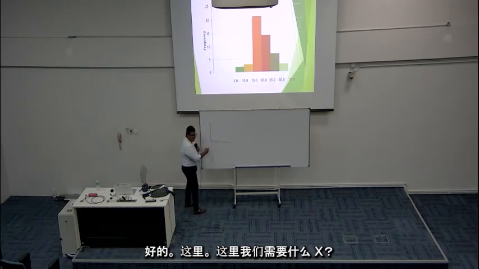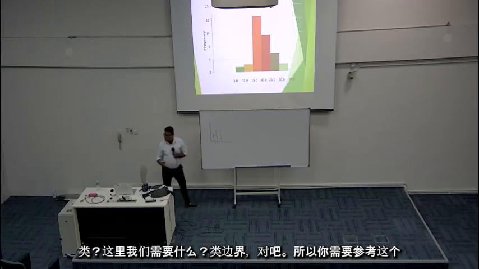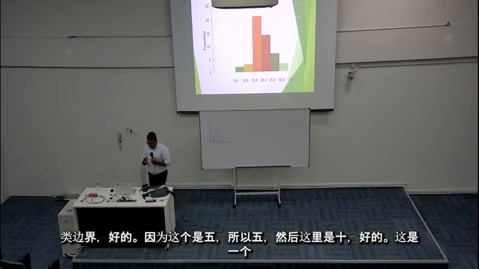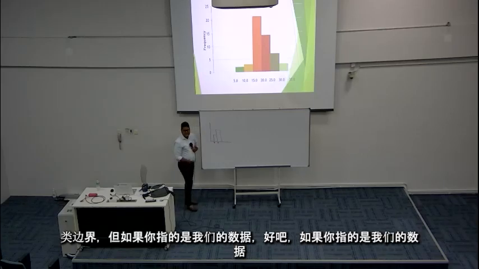What do we need for X here? The class. What do we need for X here? Class boundary, right? So for this one you need to refer to the class boundary. Since this one is 5, and then here is 10, this is a class boundary.